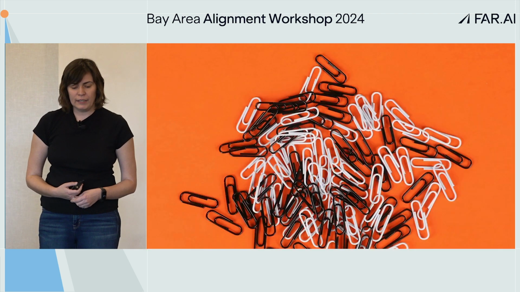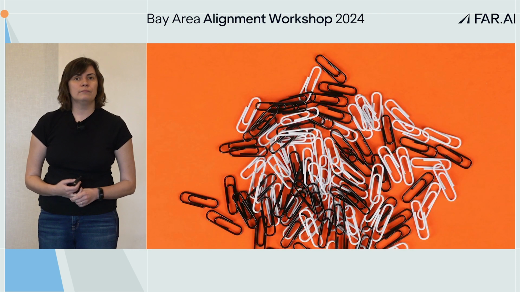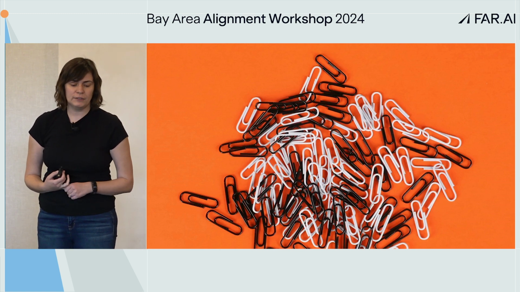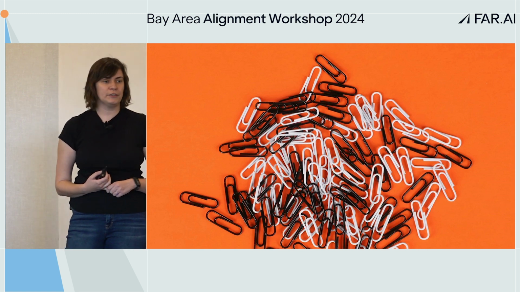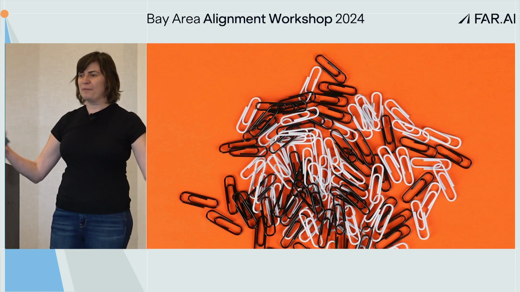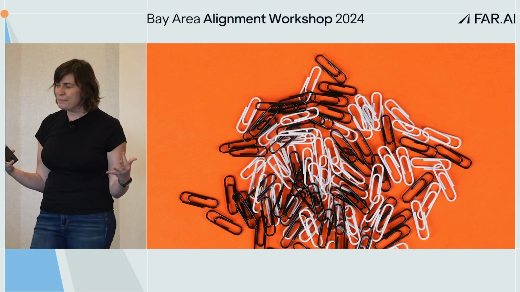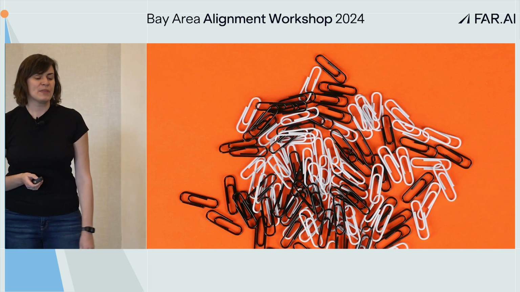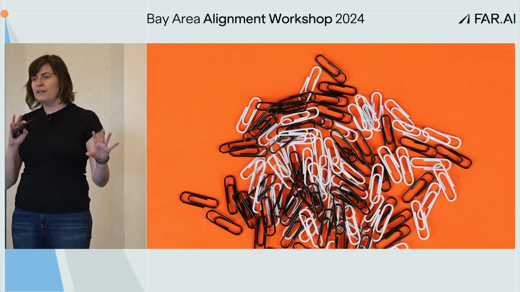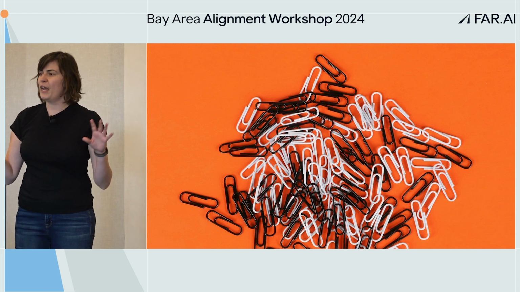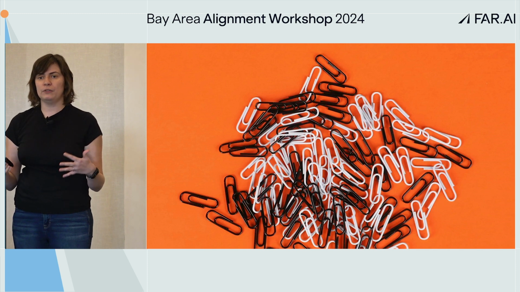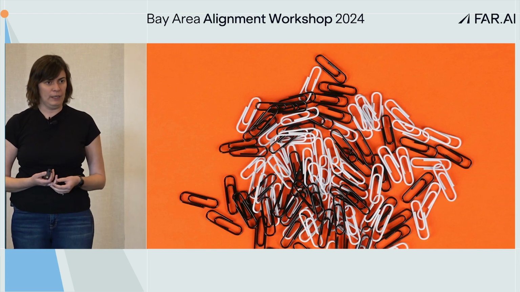So I started working on alignment, or misalignment, back in 2015. And this was right off of Superintelligence in 2014. And the paperclip maximizer example was gaining a lot of popularity. Since then, there's been a big lack of consensus in the AI community about what we're worried about when it comes to optimized misalignment and how worried we should be.